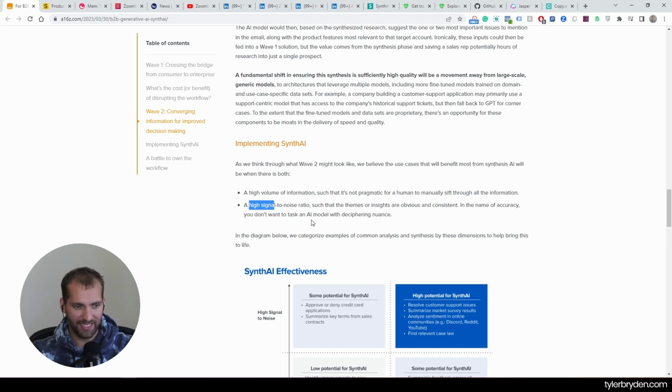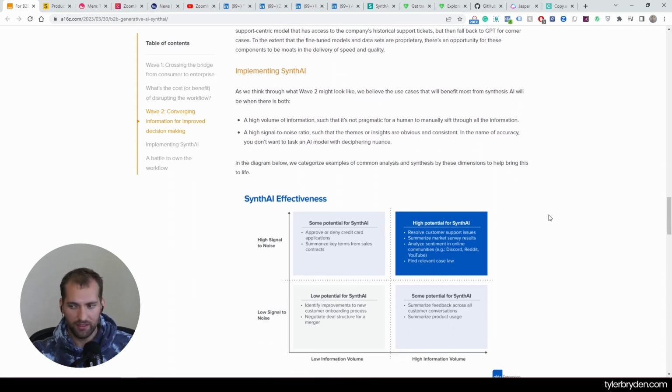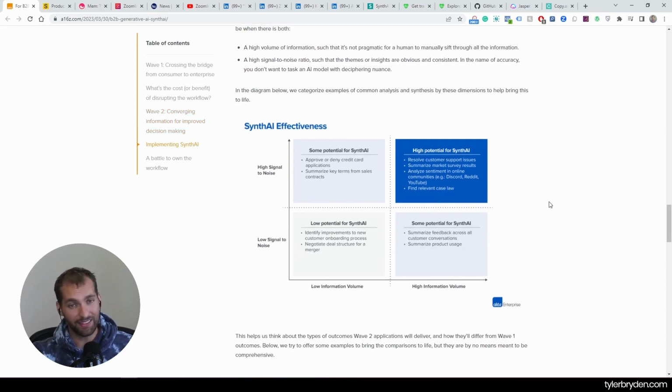And then they also talk about a high signal to noise ratio, such that themes or insights are obvious, and consistency. In the name of accuracy, you don't want an AI model to decipher nuance. I would actually argue that it is possible. You just need to be able to set the context and the prompt up properly. For example, in the Speak one that I shared, you set it up as a research assistant. And if it was Amazon reviews, for example, you say, these are Amazon reviews for a product in this industry. We are this company in this industry trying to compete against this product. If you set up that context, then the ability to decipher nuance becomes much closer to an output that a real human could have in detecting nuance.